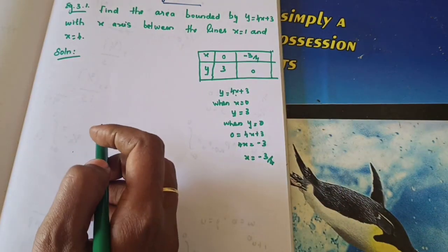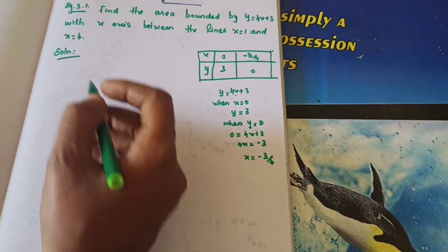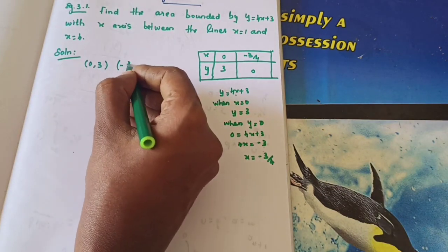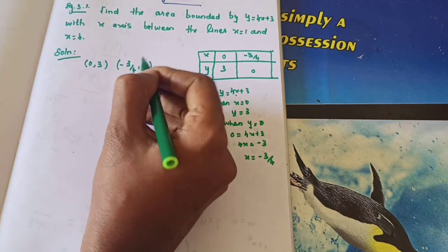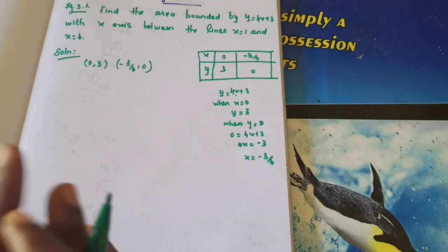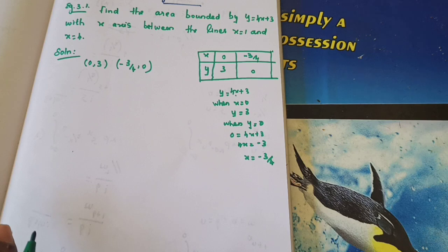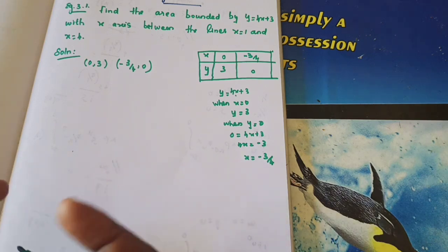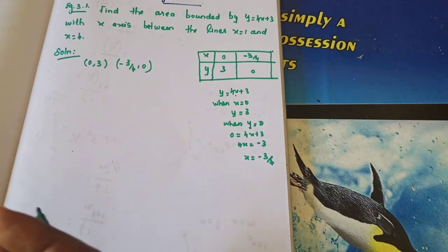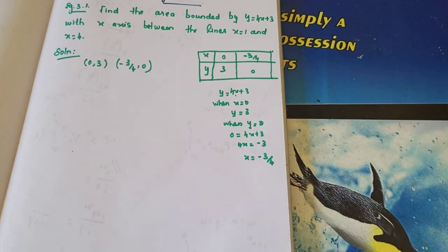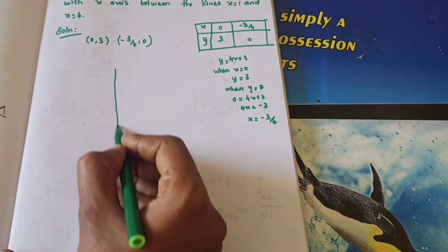Understand? Now you got 2 points. Now you can plot the points. The points we have are 0, 3 and minus 3 by 4, 0. Understand, students? For drawing the graph, I took 2 points: x for 0, what's the y value, then y for 0, what's the value. If you need, you can take 1 or 2 or anything, but for one x value, you need to take one y value. Okay. So we have got it. Now you can draw the diagram.